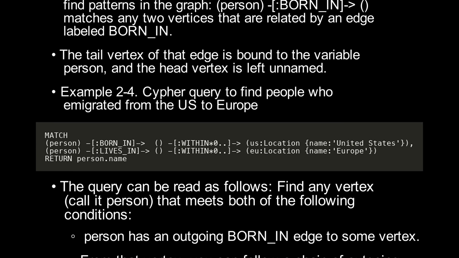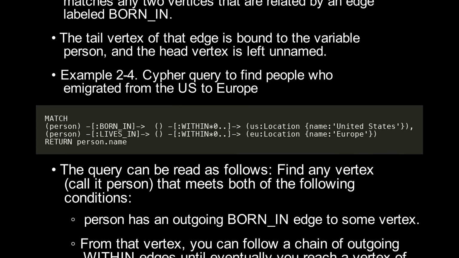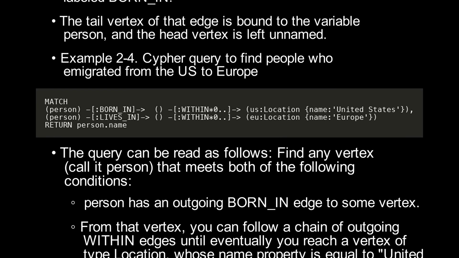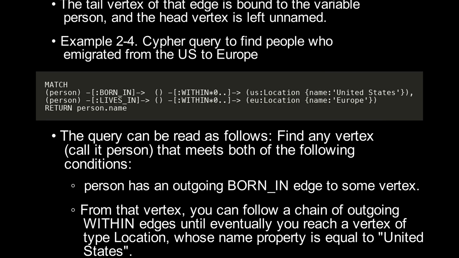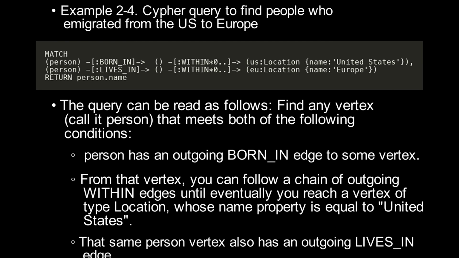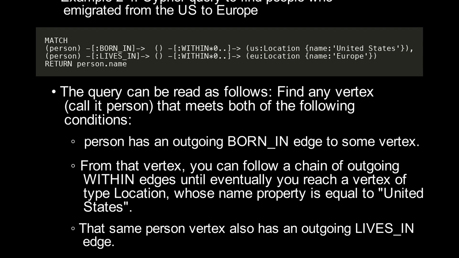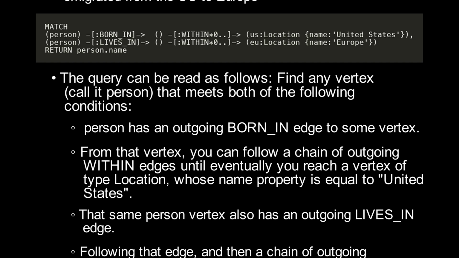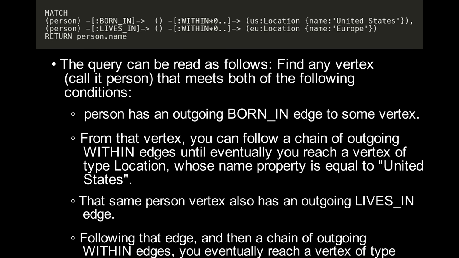The query can be read as follows. Find any vertex, call it person, that meets both of the following conditions. Person has an outgoing born_in edge to some vertex. From that vertex, you can follow a chain of outgoing within edges until eventually you reach a vertex of type Location, whose name property is equal to United States.